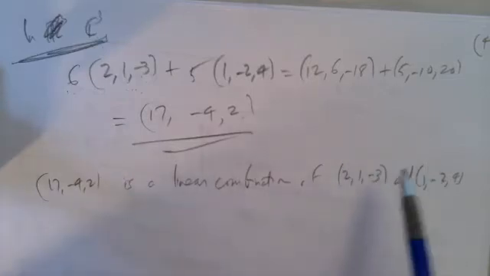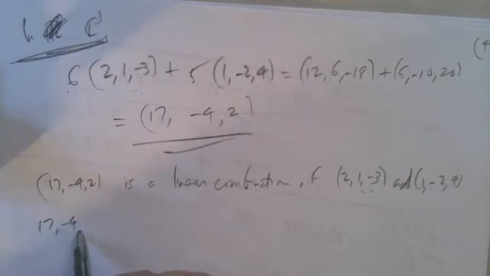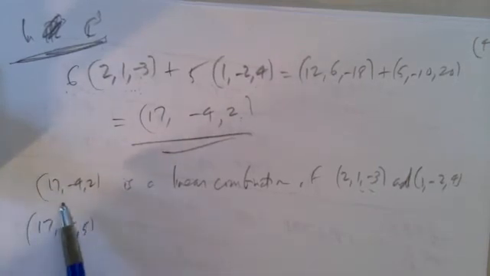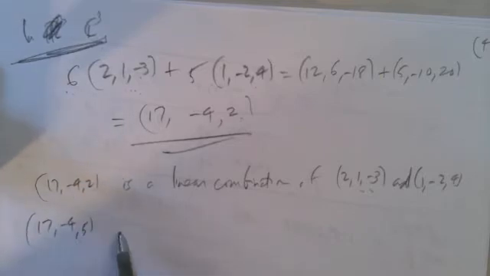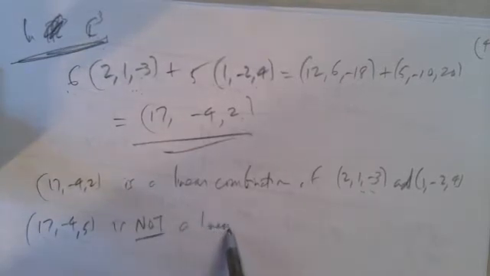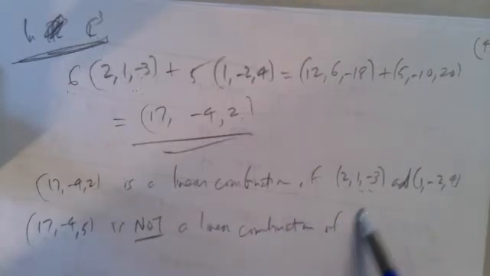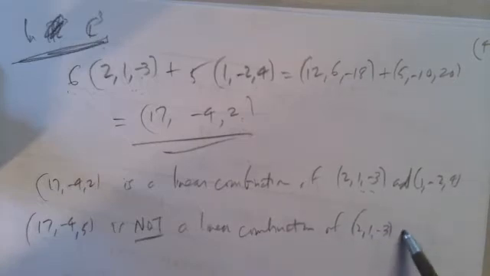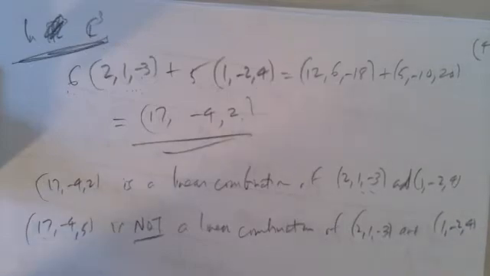Now you might say, well, maybe everything is a linear combination of these 2 vectors. So let's make the following statement and then we can try to prove it. If instead of the vector 17, minus 4, 2, I look at the vector 17, minus 4, 5, I claim this is not a linear combination of 2, 1, minus 3 and 1, minus 2, 4.